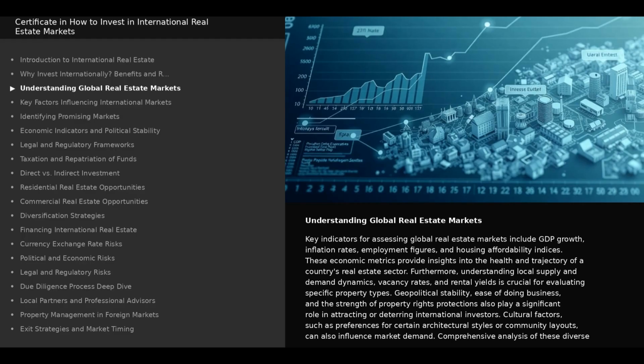Geopolitical stability, ease of doing business, and the strength of property rights protections also play a significant role in attracting or deterring international investors. Cultural factors, such as preferences for certain architectural styles or community layouts, can also influence market demand. Comprehensive analysis of these diverse elements allows for informed decision-making.